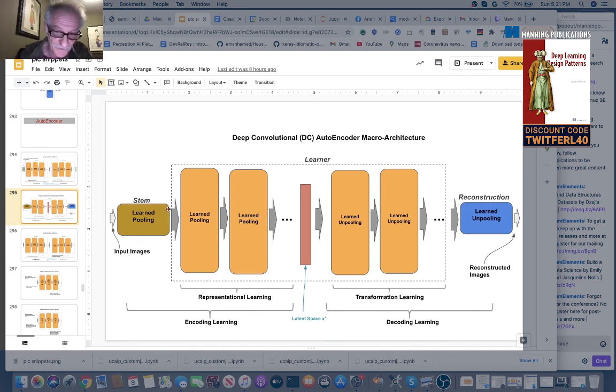We now refer to the encoder as doing representational learning. You're learning the best way to represent this input in the latent space of substantially reduced dimensionality, so that you can then do transformation learning to accurately do your reconstruction task.